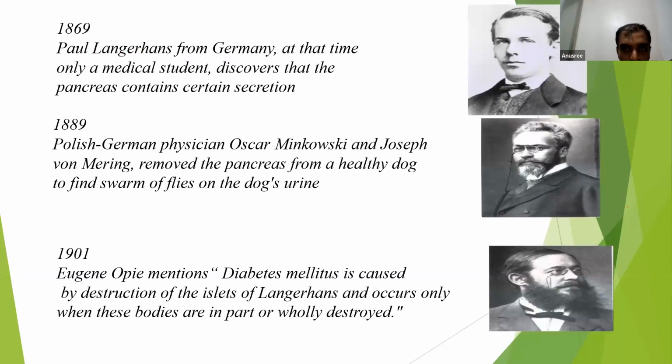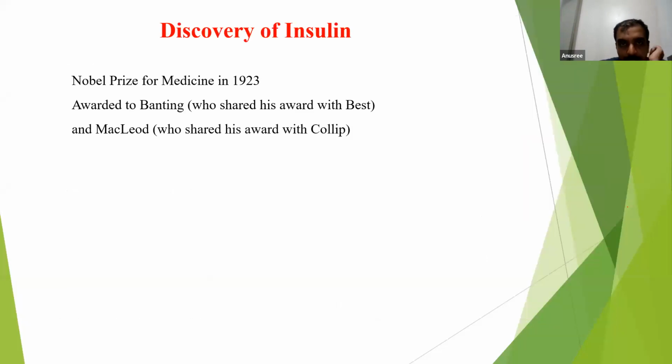And a few things about the history of diabetes. It was Paul Langerhans who suggested that the pancreas contains some secretion that will control sugar values. Twenty years later, the Polish-German physician Oskar Minkowski and Joseph von Mering removed the pancreas from a healthy dog and found a swarm of flies around the dog's urine. And in 1901, Eugene Opie suggested that diabetes mellitus is caused by destruction of islet cells. The Nobel Prize for Medicine in 1923 went for the discovery of insulin, and it was shared between Banting and Macleod. Banting shared it with his partner Best, and Macleod shared it with his colleague.